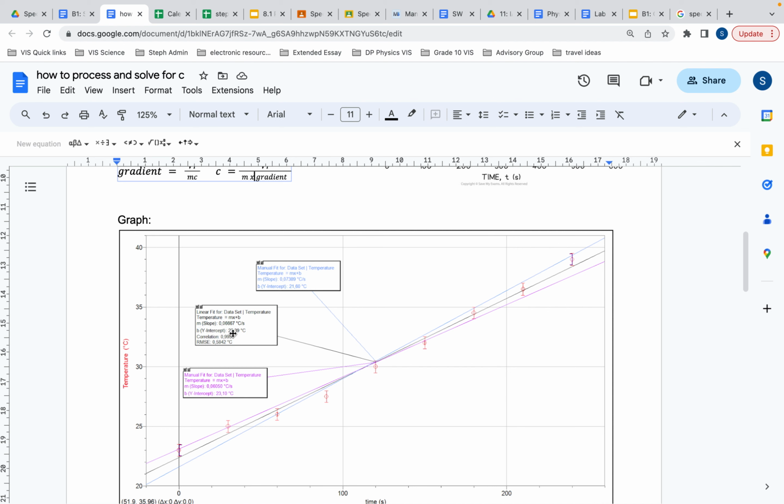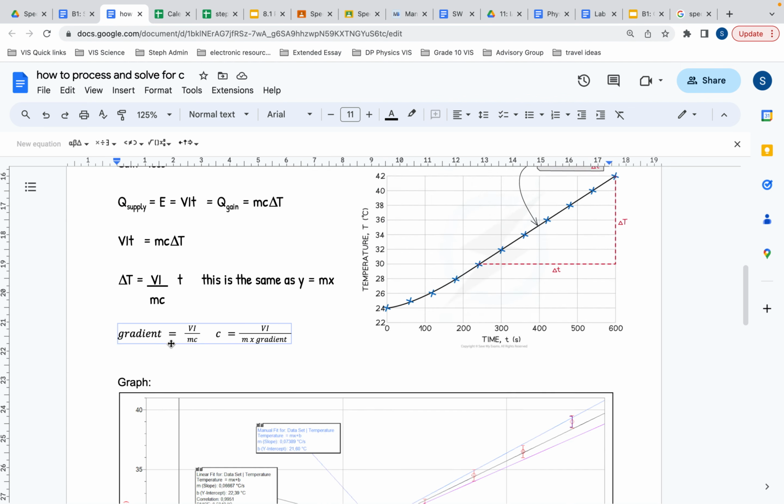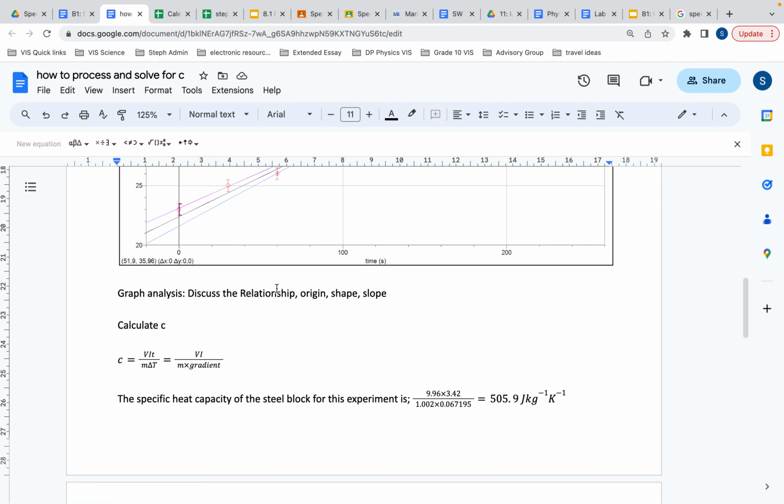We've also got our y-intercepts as well that can be shown. All right, so those are the two things that I might want to talk about. So in our graph analysis, we're going to discuss what the graph shape is. Was it relevant to our hypothesis? What we said here is that temperature and time were directly proportional. So I want to talk about the relationship.